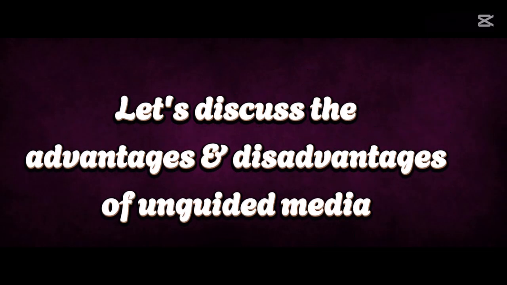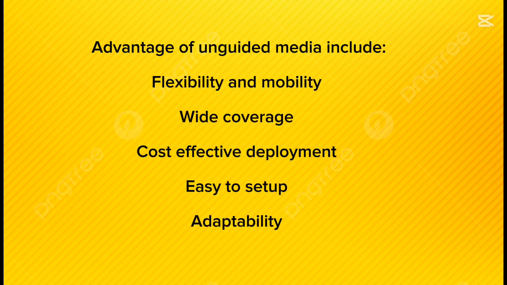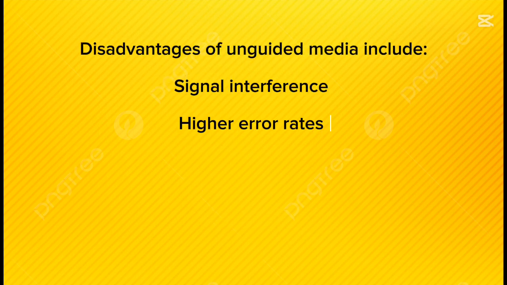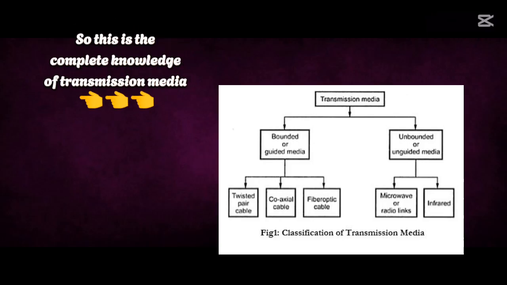Let's discuss the advantages and disadvantages of unguided media. Advantages of unguided media include flexibility and mobility, wide coverage, cost-effective deployment, easy to set up, and adaptability. Disadvantages of unguided media include signal interference, higher error rates, limited range, security concerns, and lower bandwidth. So this is the complete knowledge of transmission media with brief detail.